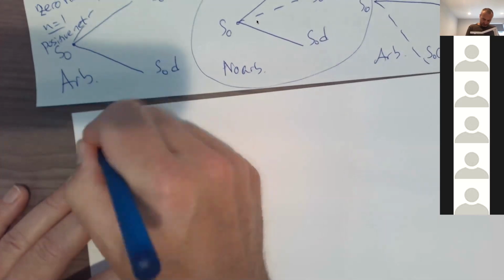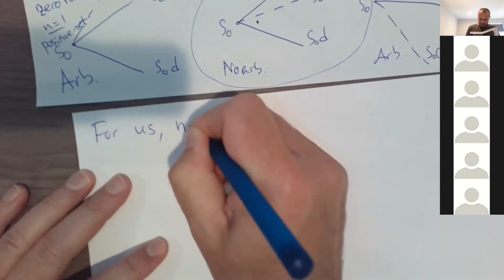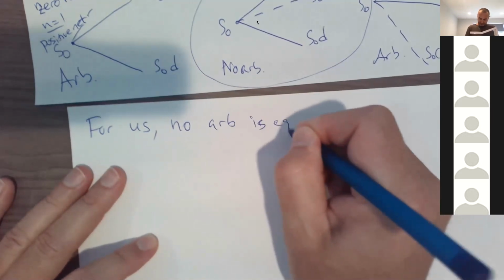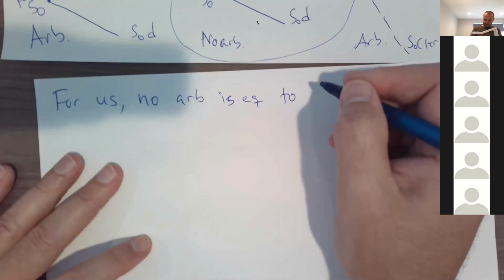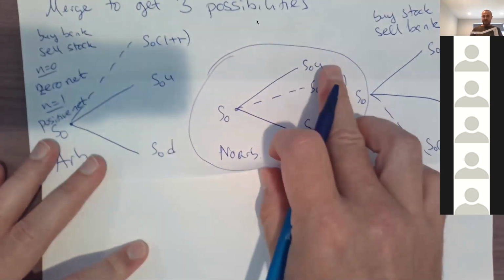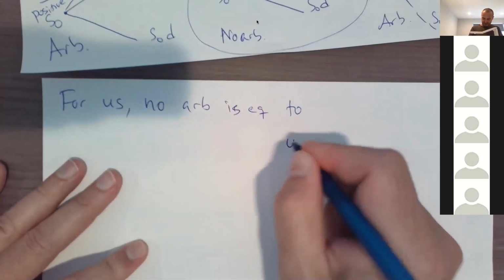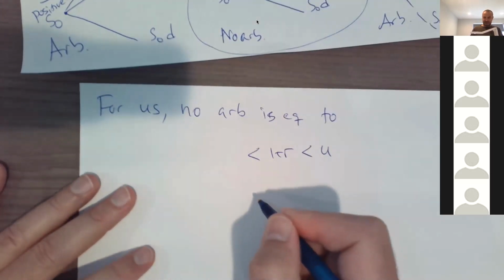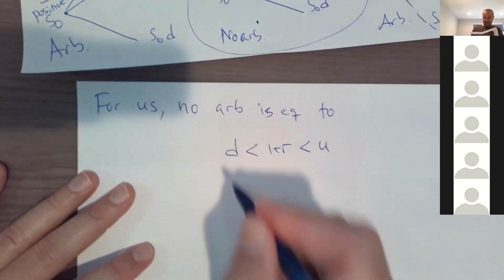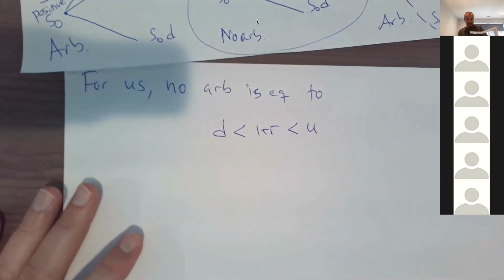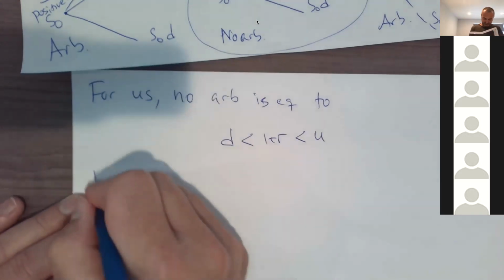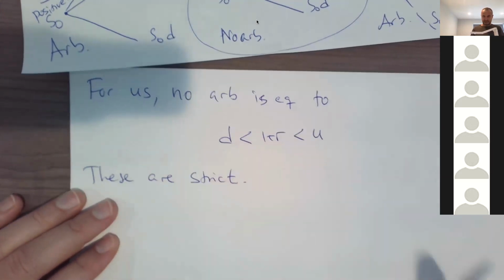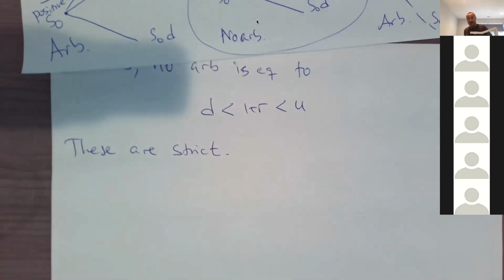So for us, no arb is equivalent to: U is bigger than 1 plus R, and 1 plus R is bigger than D. And please note, we have strict inequalities here. These are strict. Why is that?